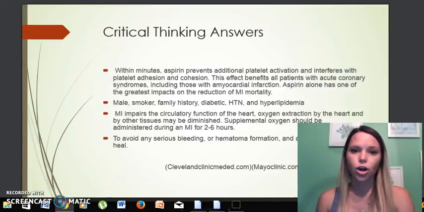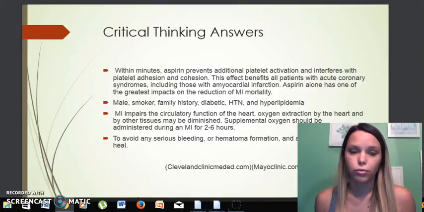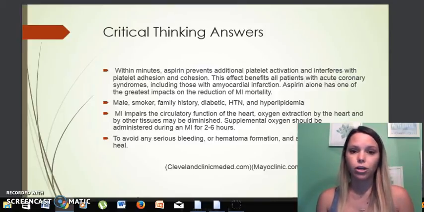So the answers are, it is important to give aspirin because it prevents platelet activation, and you don't want any new blood clots to form if there's already one formed in the heart. So this will prevent any new blood clots from forming.